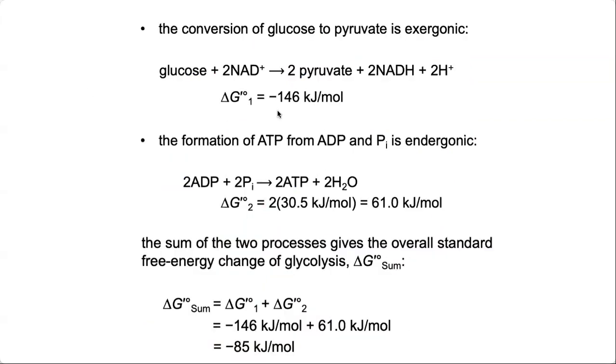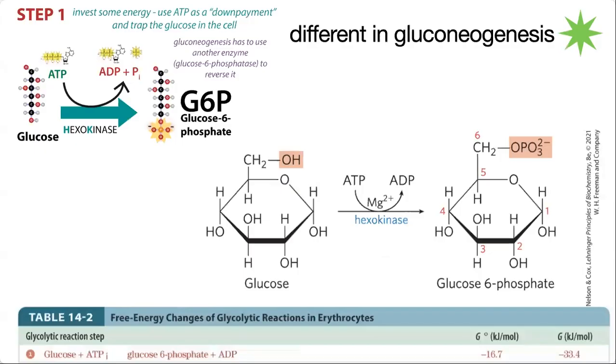By coupling all of this, what we end up with is a standard free energy change for the overall reaction of minus 85 kilojoules per mole. So the pathway makes sense. We're able to use this super favorable reaction to power a non-favorable reaction and overall still have a favorable pathway. So let's talk a little bit more about the pathway and the enzymes involved in their regulation.